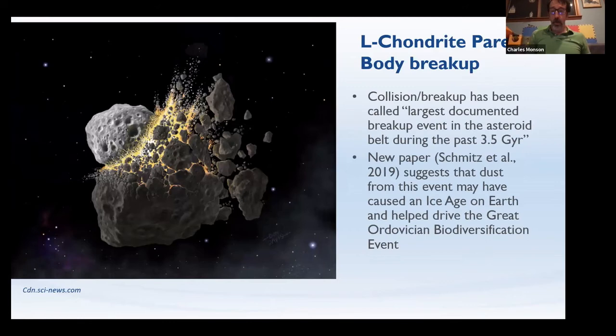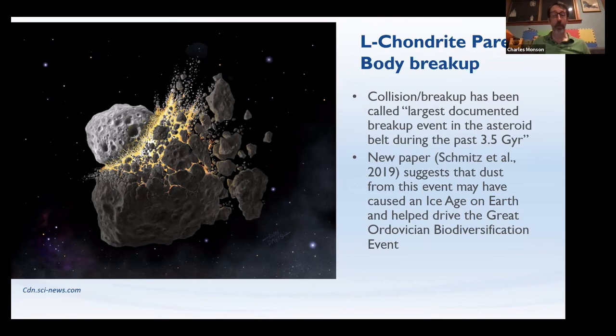So yeah, the L chondrite parent body breakup has been described as the largest documented breakup event in the asteroid belt in the past 3 billion years. And there's a paper that came out a couple of years ago which suggested that this didn't just deliver relatively large meteorites that formed big impact craters. It also would have delivered huge amounts of dust, much smaller matter, to the Earth. A paper by Berger, Schmitz and a few other people in 2019 suggested that this giant cloud of dust arriving on Earth from this event caused cooling that resulted in an ice age.